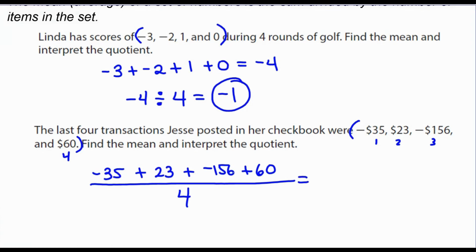And then when you add all of these together, you get -108. Save you some time on that. And divide that by 4. And this is a negative divided by a positive. That's going to be -27. And that's the average. Well, what does that mean? That means that Jessie loses on average $27 per transaction. And that's a loss because it's a negative number. So she's losing $27 per transaction.